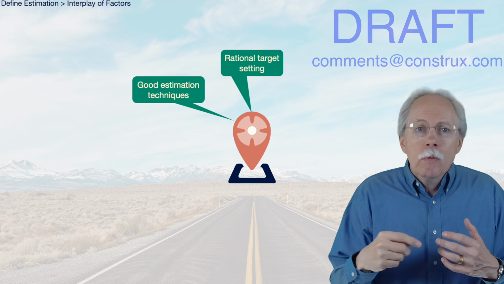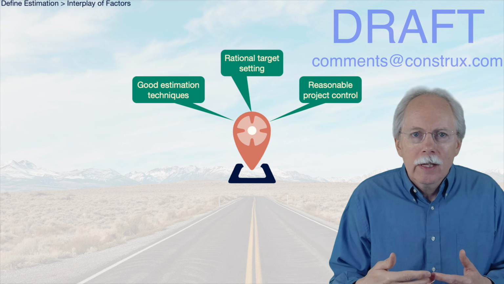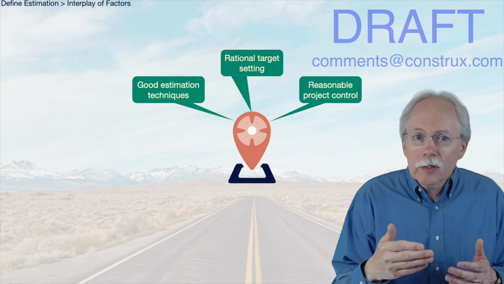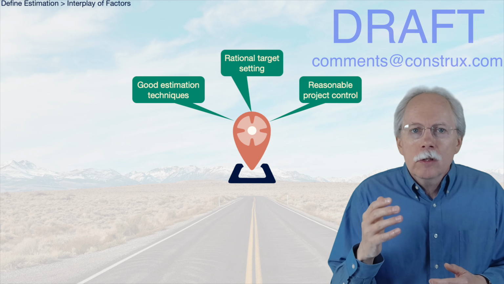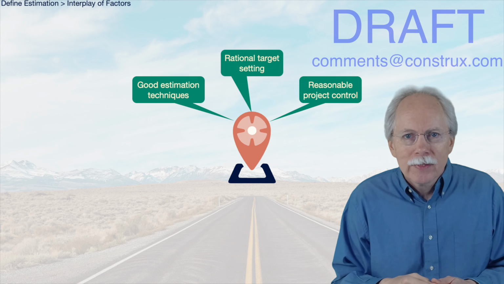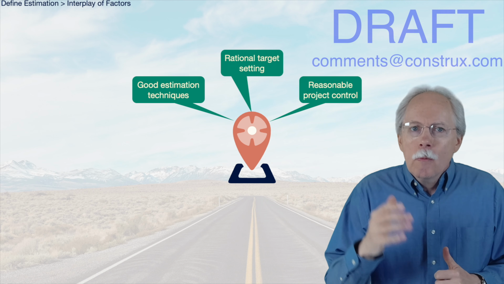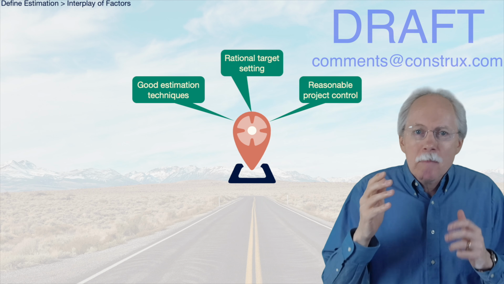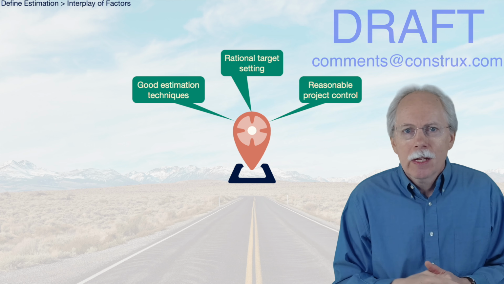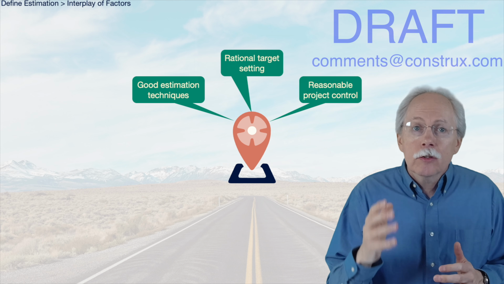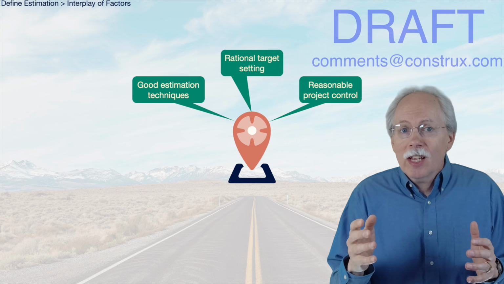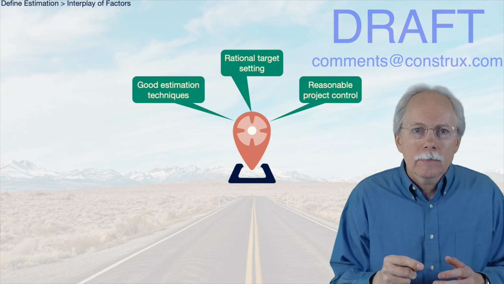Once we get going, we need to have acceptable project control. That is, we need to make sure the scope doesn't creep wildly, that we don't lose all resources, and so on. Hitting the estimate is more than just coming up with a good estimate. We have to have an interplay of multiple factors to hit the numbers. Good estimation will give us the ability to control and make decisions about these things going forward.